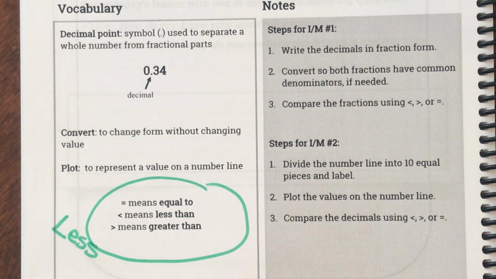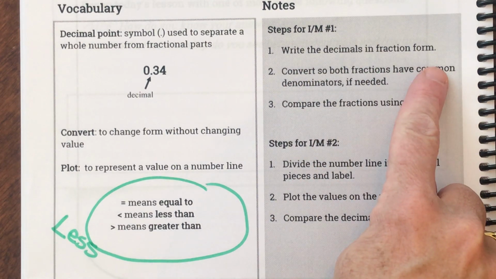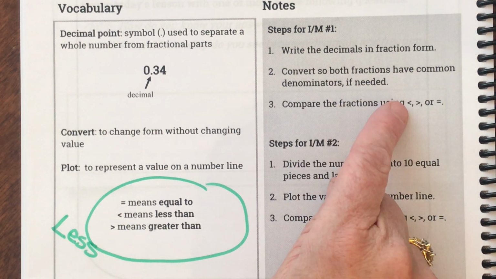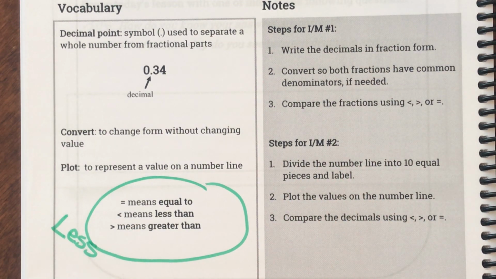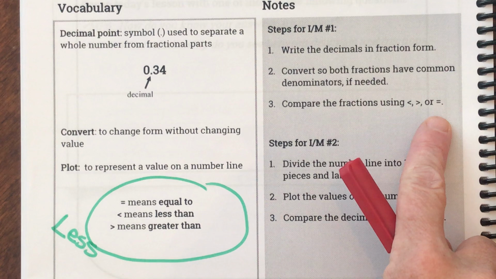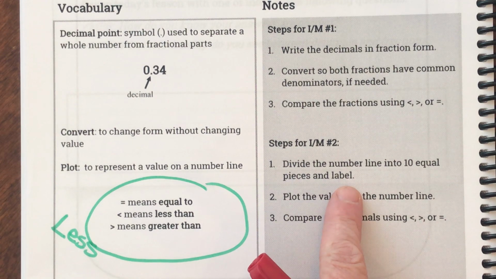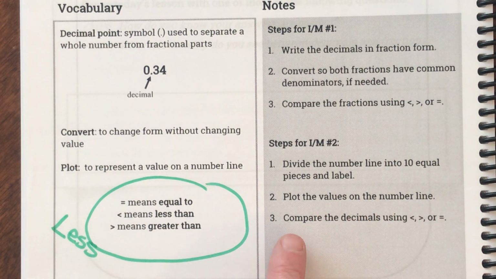Okay, we have two different sets of steps because we have two different types of problems. The first says we're going to write the decimals in fraction form and then convert so both fractions have common denominators if needed. So when you're comparing things, you want them to have common denominators. It's much easier. And then we're going to compare using our comparison symbols. The second one says we're going to divide the number line into 10 equal pieces and label, because they're going to give us just a plain number line. It's not going to be partitioned like ours have been in the past. We're going to plot the values on the number line and then compare the decimals using our comparison symbols.